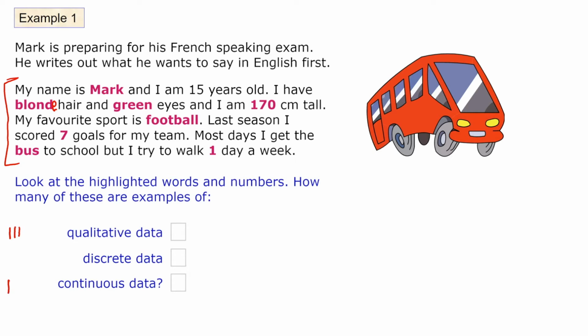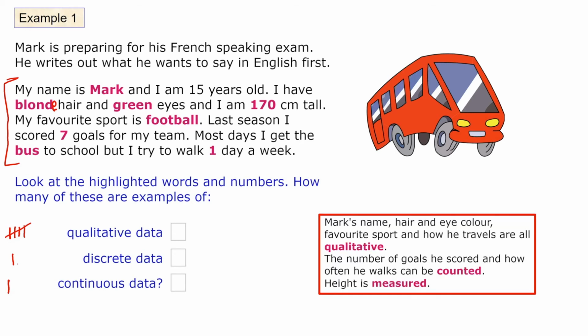That's a measurement, a number, so that's continuous data. My favourite sport is football. That's a word, qualitative data. Last season, I scored 7 goals. That's a number that we can count, so that's discrete data. For my team, most days I get the bus to school, so that's a word, so that's qualitative data. But I try to walk 1 day a week. That's a number, but that's a number that we can count, so that's discrete data. Okay, so here then, qualitative data, there's 5 examples of that. Discrete data, there's 2 examples of that. And continuous data, there's 1 example of continuous data there.